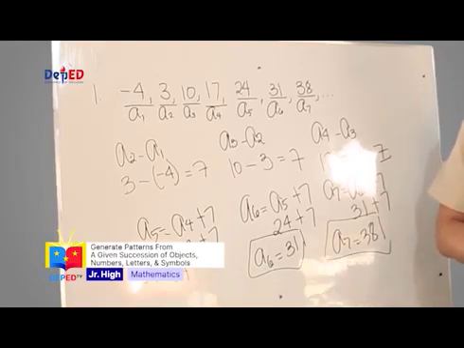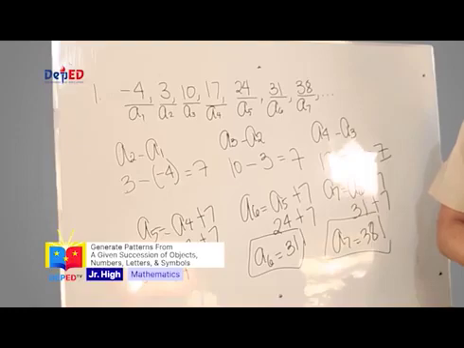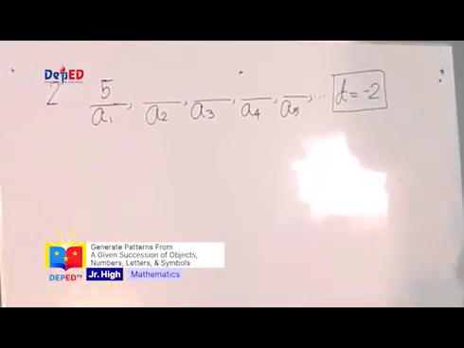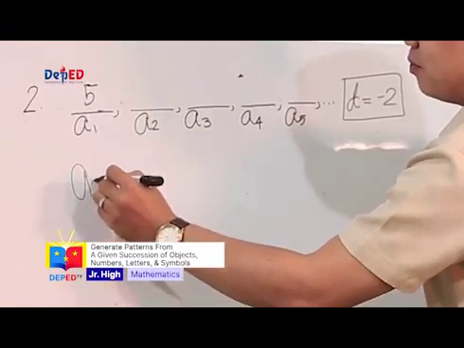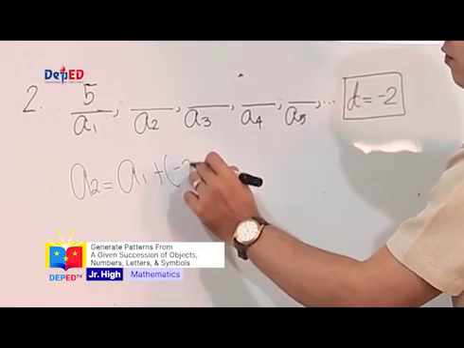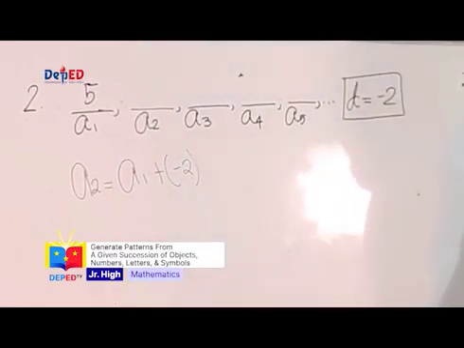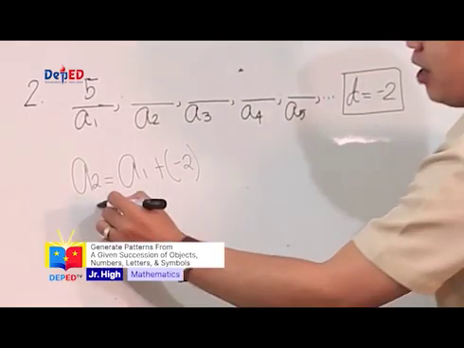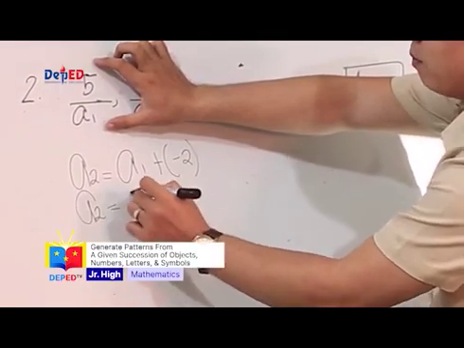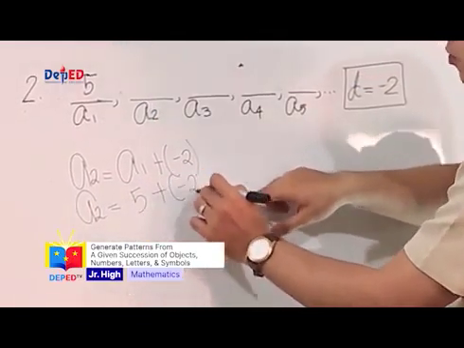Write the first 5 terms of the arithmetic sequence with 5 as the first term and with a common difference of -2. So that's a sub 2 is equal to the sum of a sub 1 plus the common difference, which is -2. Moving on, we have a sub 2 is equal to the first term, which is 5, plus -2.